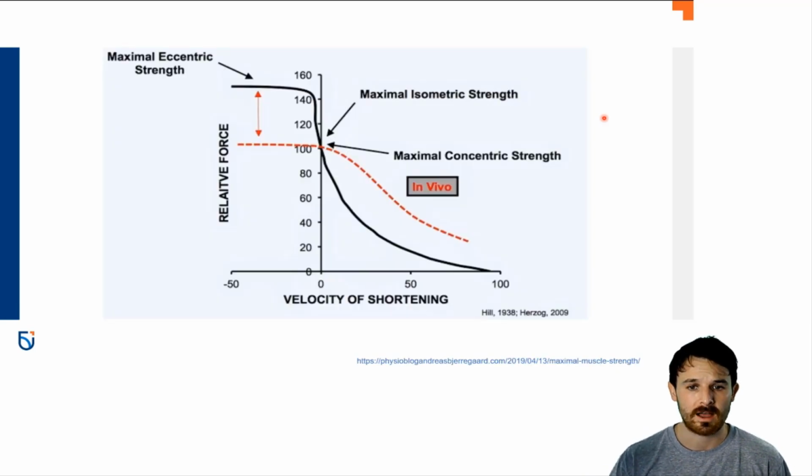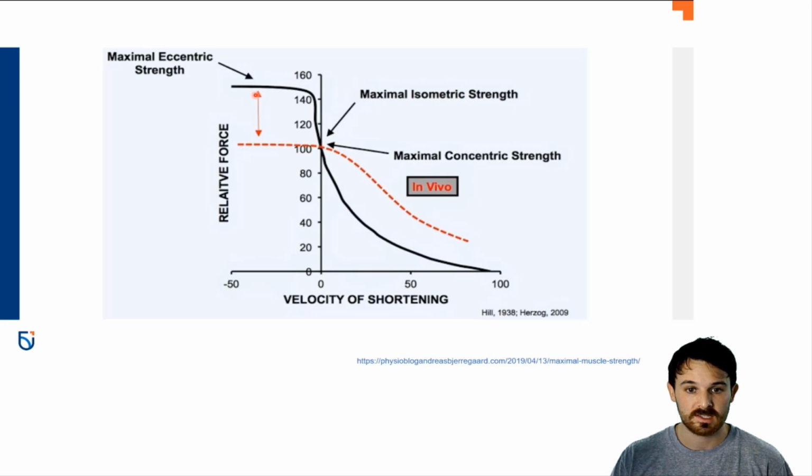So you've probably seen a graph like this. On the left, we have the eccentric, so a negative velocity of shortening of the muscle. Even though the muscle is contracting, it's lengthening. And then on the right side, you have the velocity of shortening getting positive, meaning that as the muscle is actively contracting, it's also shortening. In our black line here, we have an isolated muscle prep.